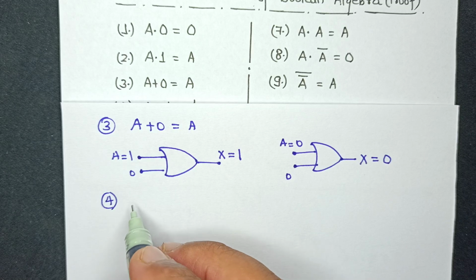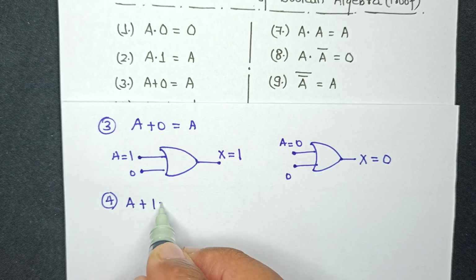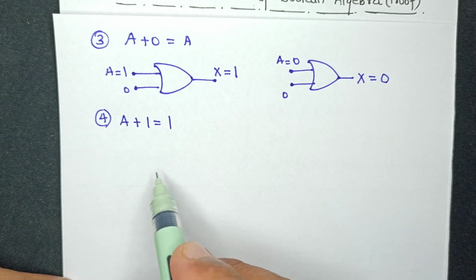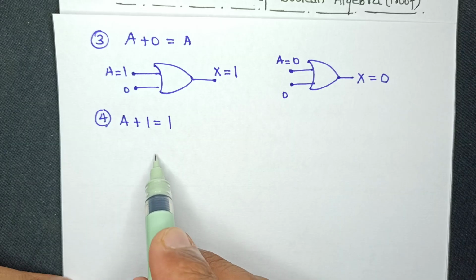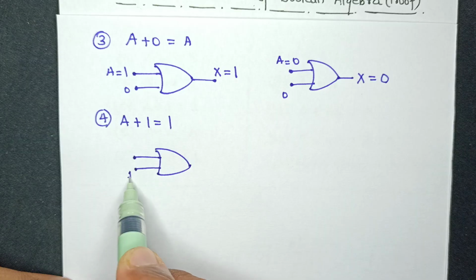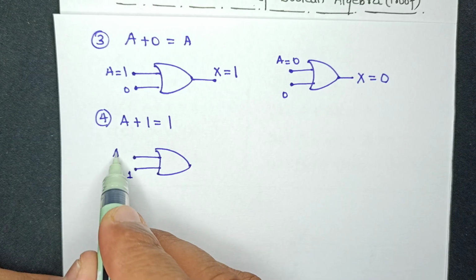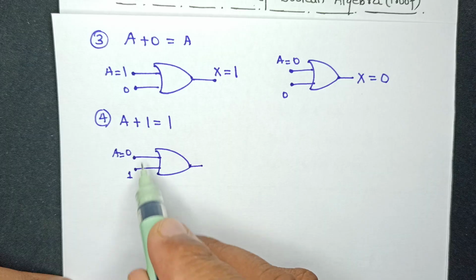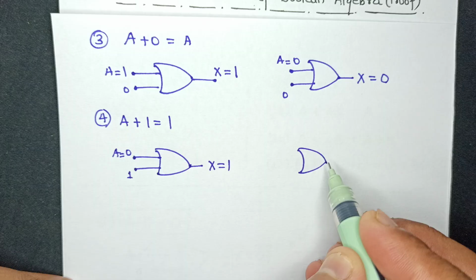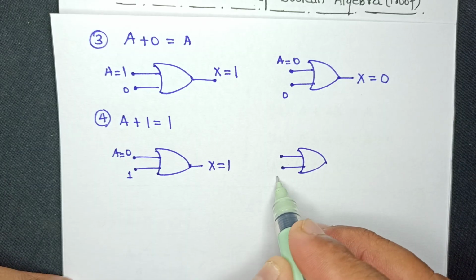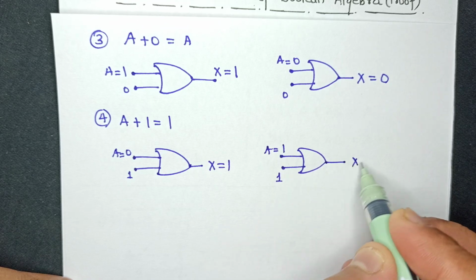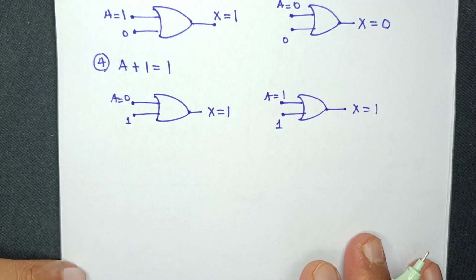The fourth rule of Boolean algebra says that the value of a plus 1 is always equal to 1. Technically what this is saying is that one of the inputs is fixed at 1. So for example, if I draw an OR gate, and if I fix one of the inputs as 1, and the second input in the first case is taken as 0, then 0 and 1 ORed together will produce the output as 1. And even in the second case, if I draw an OR gate here, fix one of the inputs as 1 and the second input as 1, the output in this case would be equal to 1.